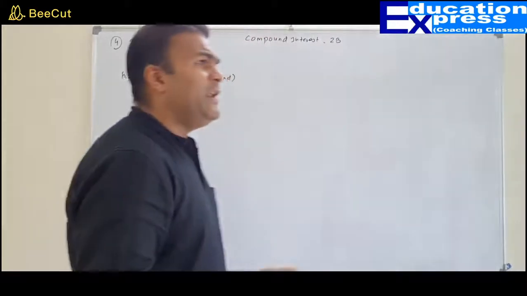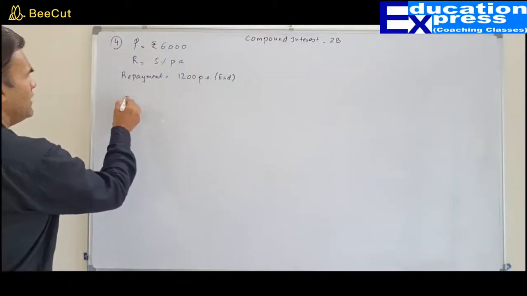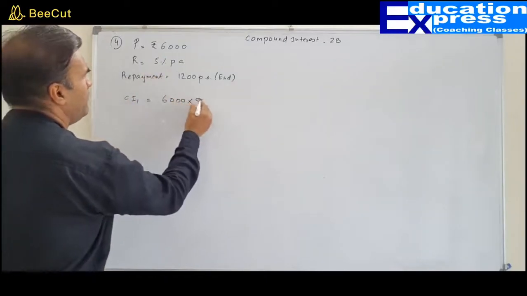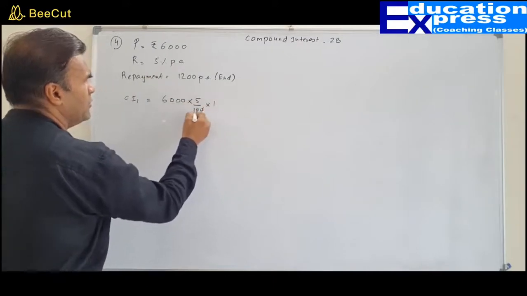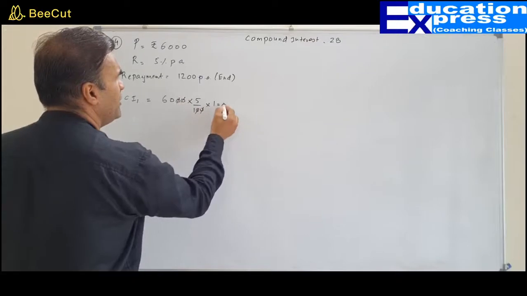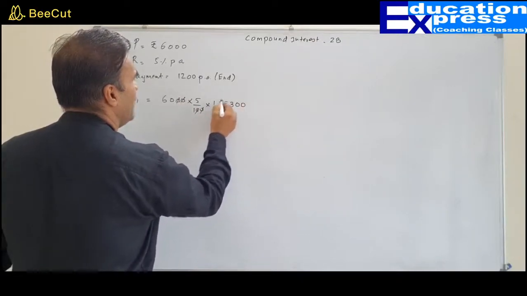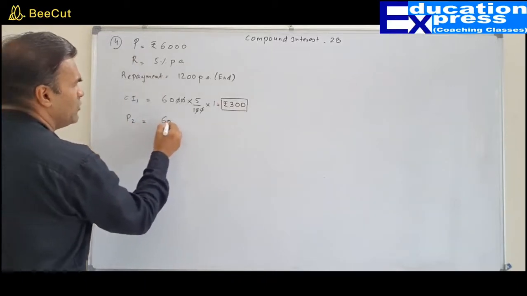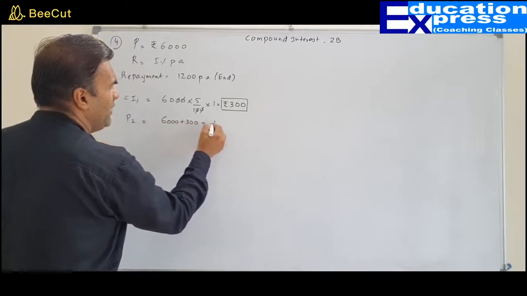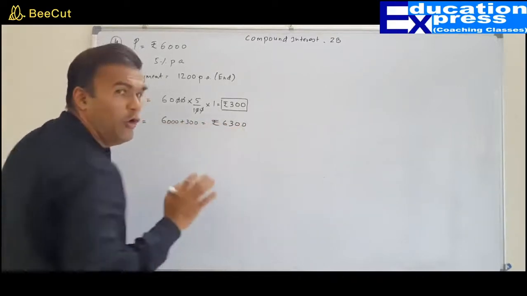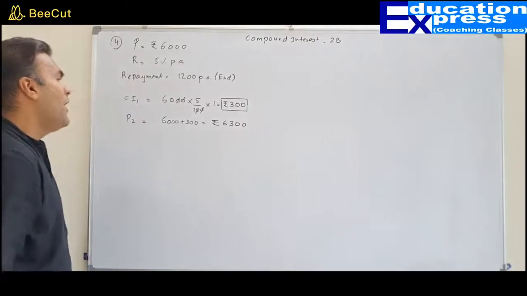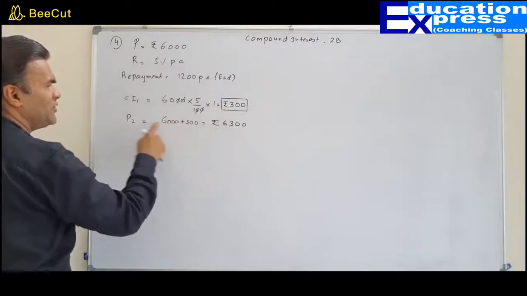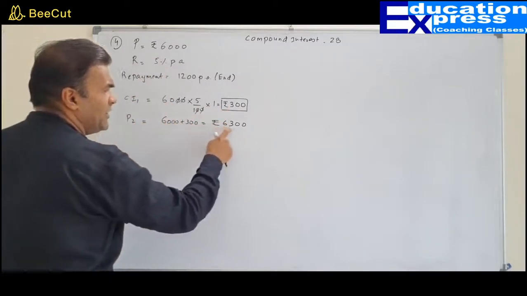How do we go about it? Very simple. Find the interest for 2 years. Compound interest for first year would be on 6,000, rate 5%, time 1 year. How much is the amount of interest? Rupees 300. Absolutely right. So the principal is 6,000, interest is 300, so the total amount at the end of first year is 6,300.